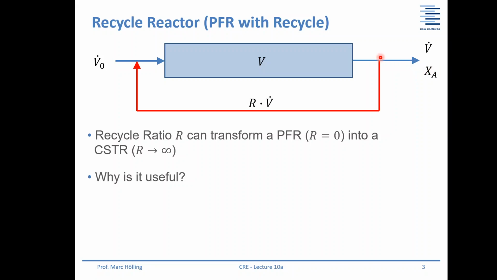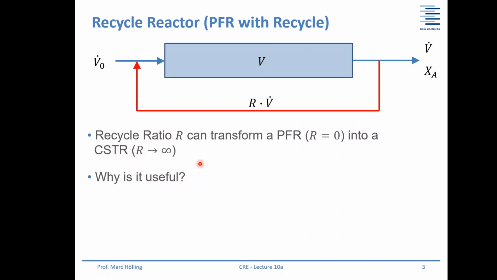Now you can say, I recycle a part of my outlet from the reactor to the inlet, and then you have a mixture of your reactor outlet and your fresh feed, and this is passed through the recycle reactor. If R is your recycle ratio and R is 0, then you have no recycle, the red line is gone, and you have a normal plug flow reactor. And if you go for very high ratios of R, then this will behave like a continuously stirred tank reactor. So now you could ask, why is it useful?